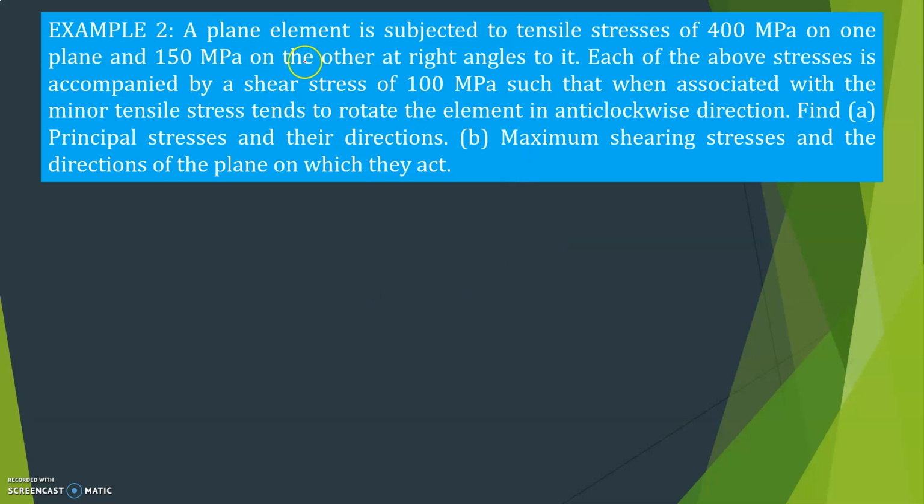A plane element is subjected to a tensile stress of 400 MPa on one plane and 150 MPa on the other at right angles to it. Each of the above stresses is accompanied by a shear stress of 100 MPa such that when associated with the minor tensile stress, it tends to rotate the element in the anti-clockwise direction. Find the principal stresses and their directions. Second case, the maximum shearing stresses and the directions of the planes on which they act.